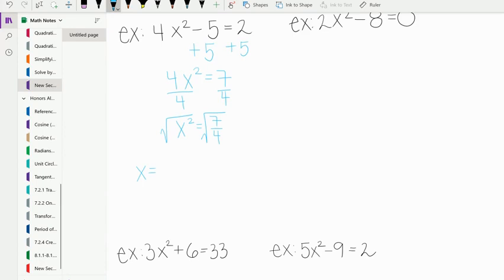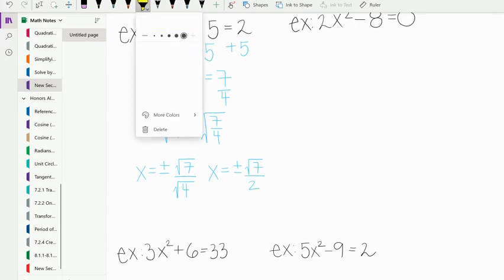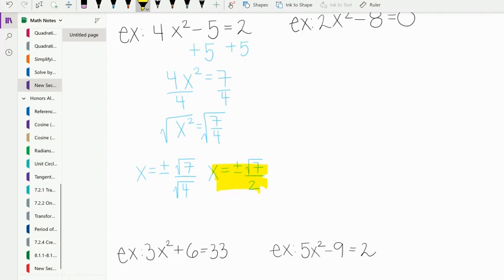So for example, if I do 5 squared, I get 25. But if I do negative 5 squared, I get 25. So we have to now, when we're solving for x, get in the habit of doing plus or minus for your answer. So we have plus or minus. I'm going to go ahead and separate that and make it the square root of 7 over the square root of 4. And then we know that we cannot have radicals in the denominator, but luckily the square root of 4 simplifies. So our final answer will be plus or minus the square root of 7 over 2, because the square root of 4 is 2.